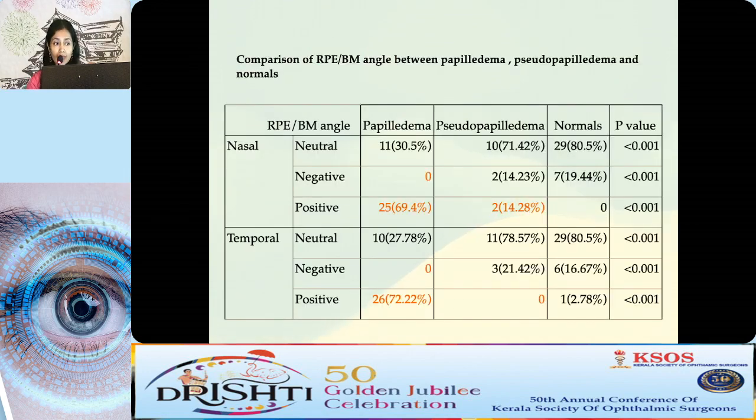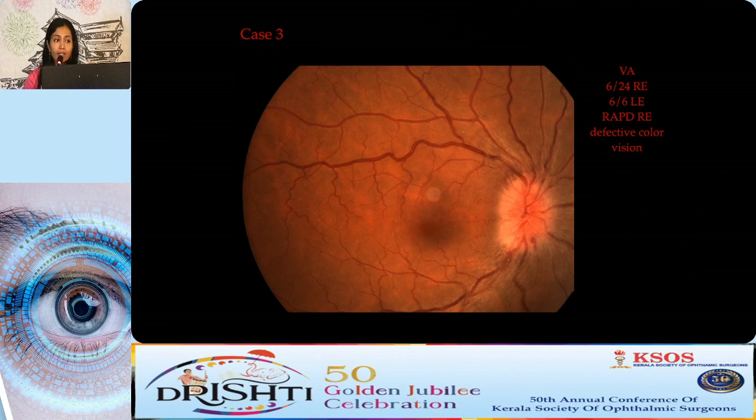So we did a study on this angle between papilledema, pseudopapilledema and normals, and we found that around 70% of the patients with papilledema had an angulation which is turned towards the vitreous, and the rest were neutral, that is flat, and we didn't find any negative values. But in pseudopapilledema and normals, either neutral or negative values were there. Now let's look at the next case.